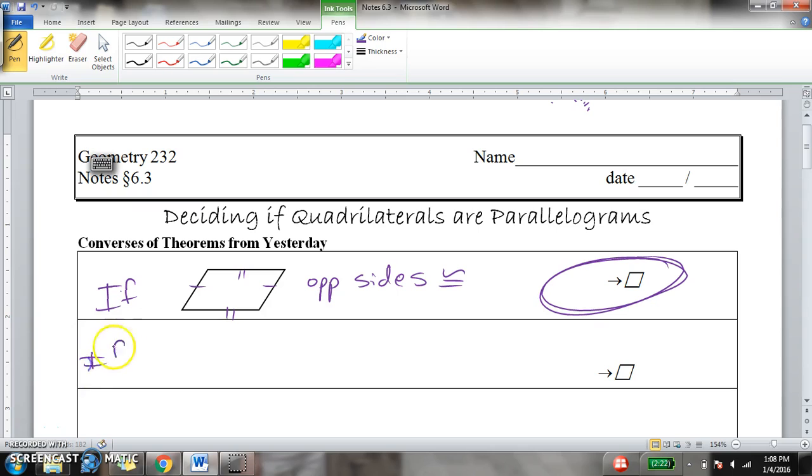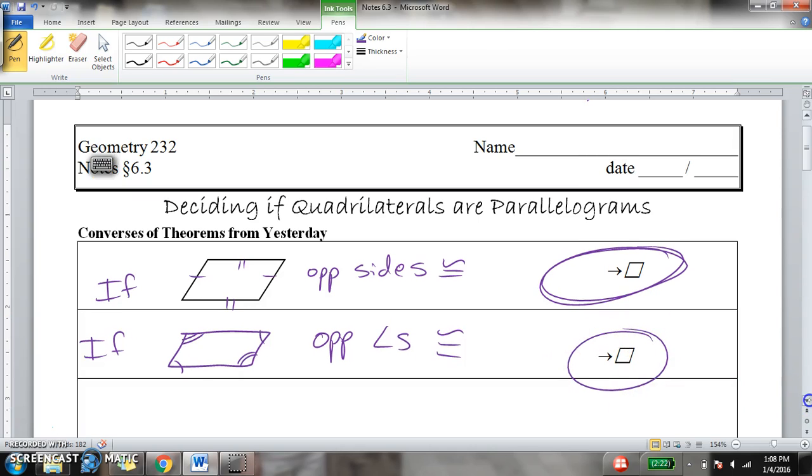Same thing happens if you have a quadrilateral. So I just give you this 4-sided shape and I tell you that the opposite angles are congruent to each other. So opposite angles congruent, then that means that quadrilateral is a parallelogram.